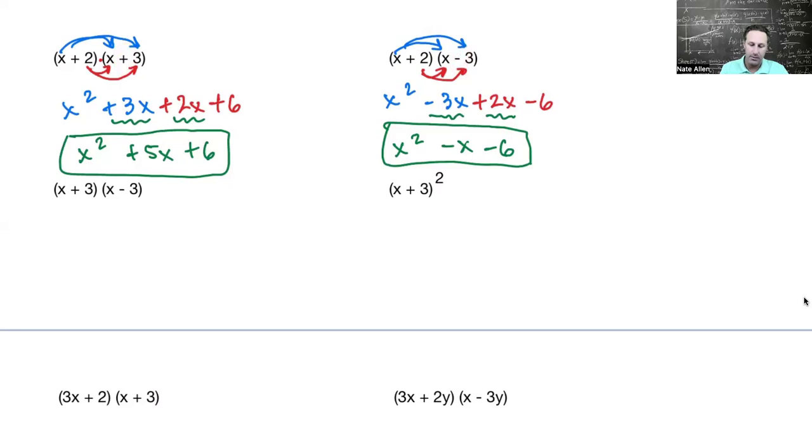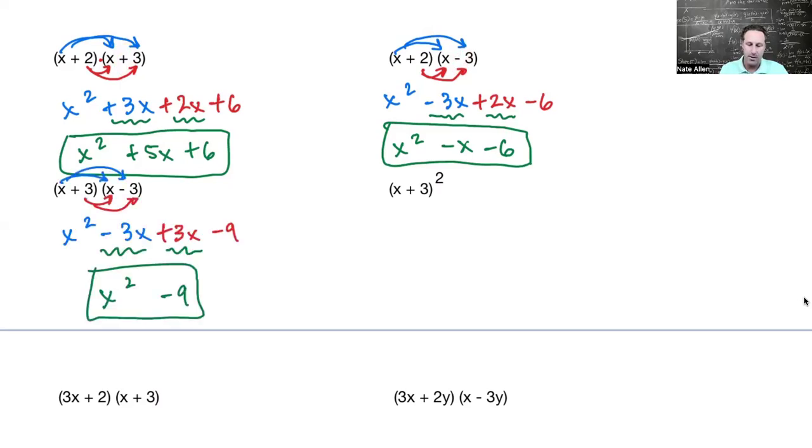Okay, so the next one would look a little something like this. And notice this time our middle terms, the negative and positive 3x's, because one's positive and one's negative that we're distributing the x's to, give us 0 x's in the middle, and we're just left with the difference of 2 squares. Hopefully you're seeing that.